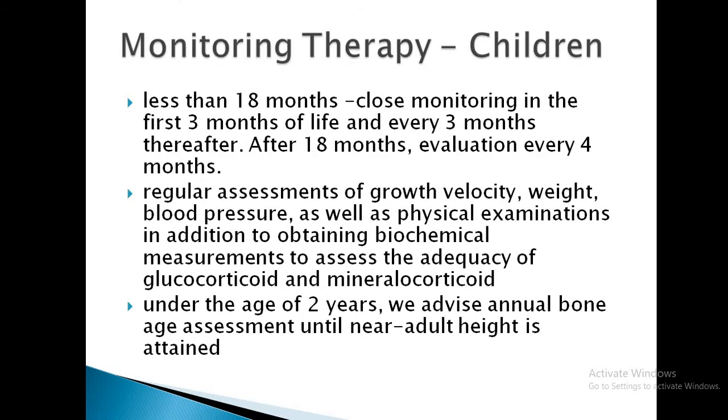So monitoring therapy in children less than 18 months: close monitoring in the first 3 months of life, and then every 3 months thereafter. After 1.5 years or 18 months, evaluation every 4 months. So growth velocity, weight, blood pressure have to be regularly assessed, and also physical examinations plus biochemical measurements to look for the adequacy of glucocorticoid and mineralocorticoid. Also under the age of 2 years, they advise annual bone age assessment until near adult height is attained.